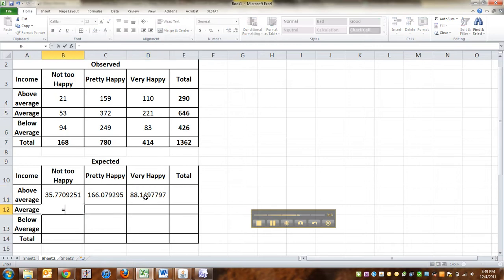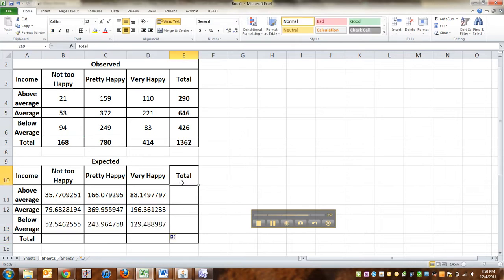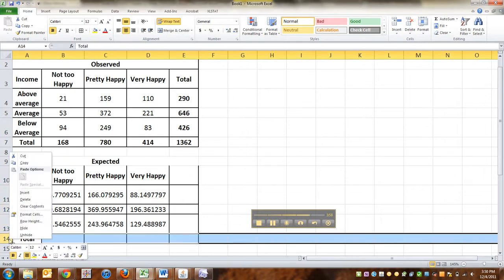Do it again now. Equals this 646 times 168 divided by 1362. Now the 1362 gets dollar signs, and quite frankly, so does the E5. If I give that dollar signs, then I won't have the problem that I had on the last one. Then drag it across. There we go. And I'm going to do it again for the last one. Equals 426, give it dollar signs, times 168, divided by that grand total. Give that one dollar signs as well. And there you go. And the total parts aren't really needed. They're not used at all, so we don't need that part.